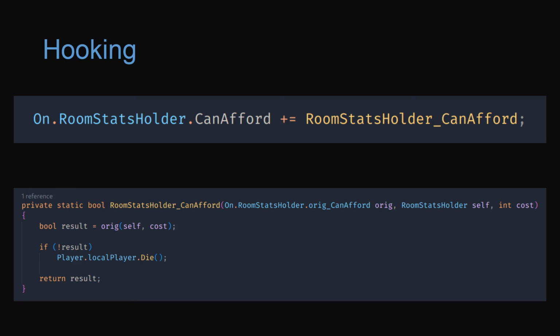Since patch methods in MonoMod act like the original methods, our method must also return a boolean value, and we can get the result of the original method by calling orig. Before we return, we can check if the result is false, meaning the player can't afford to buy the item, and then call the Die method on the local player instance. And that's it. We could also test this better by making a simple patch to give us some starting money, which is fairly simple to do. Money is also defined in RoomStatsHolder, so we could patch some method and increment the money there.